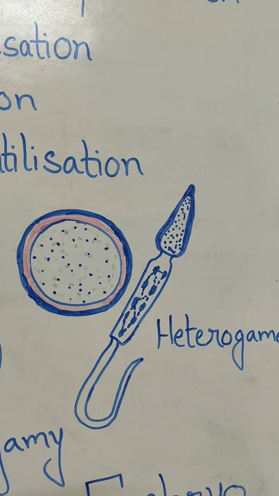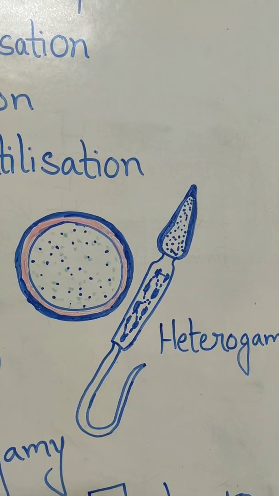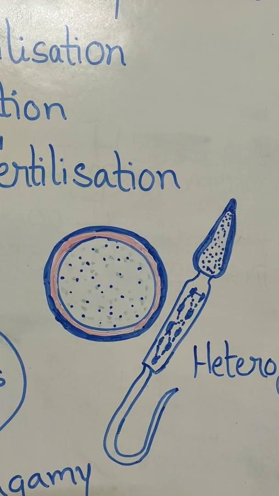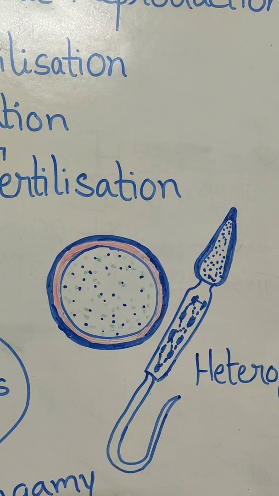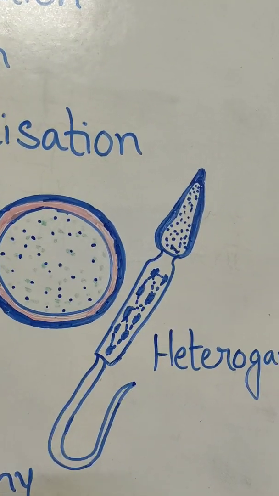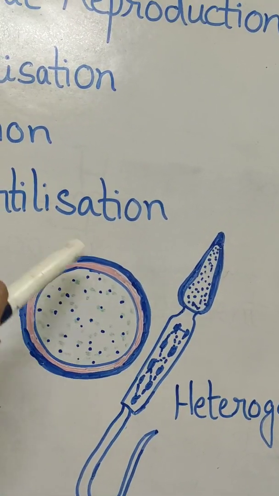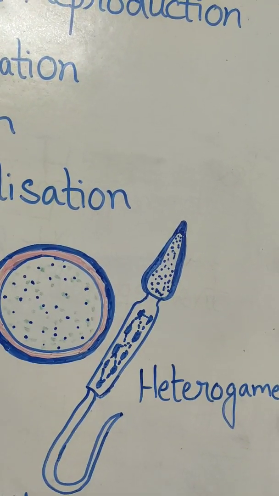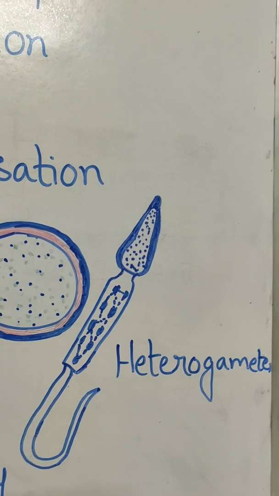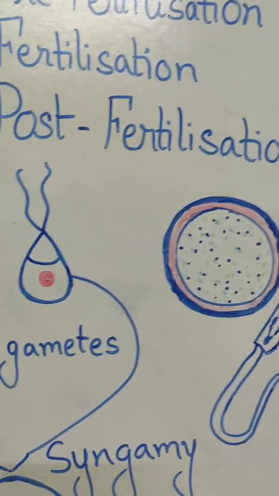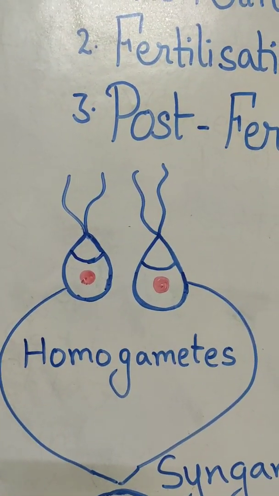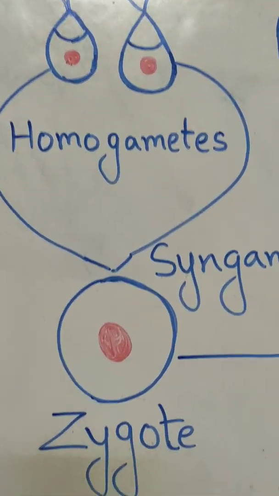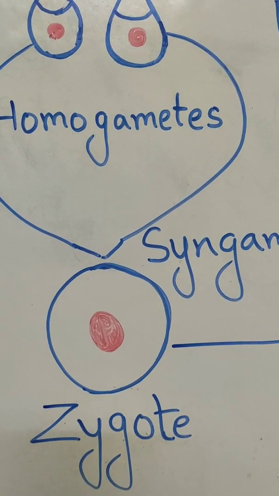Whereas there are certain organisms like human beings where the gametes differ with respect to their morphology. If you see the female gamete, that is the ovum, it is quite big compared to that of the sperm. The ovum is big, round, and this one is the sperm. Such kinds of gametes are called heterogametes, and the phenomenon by which these two gametes fertilize or fuse with each other to result in a zygote is called syngamy.